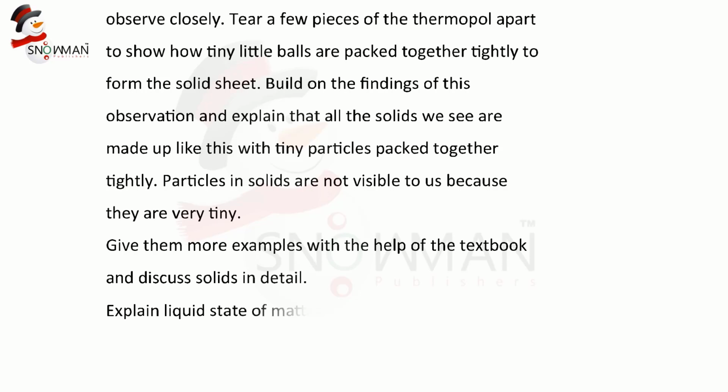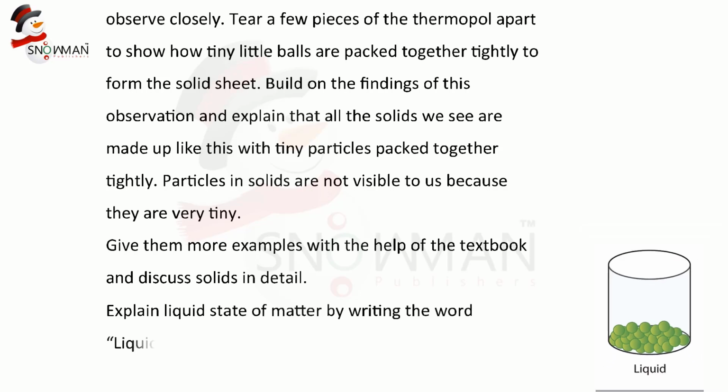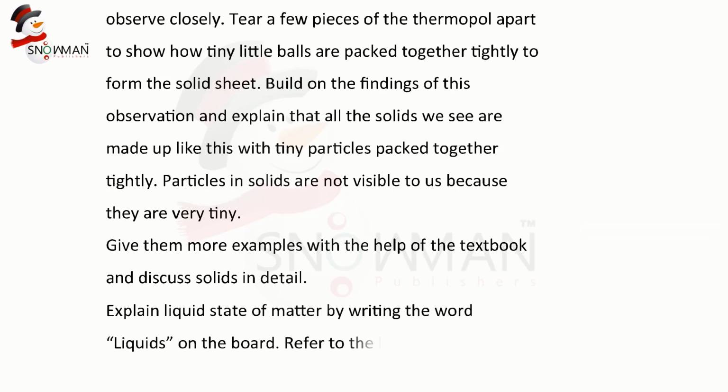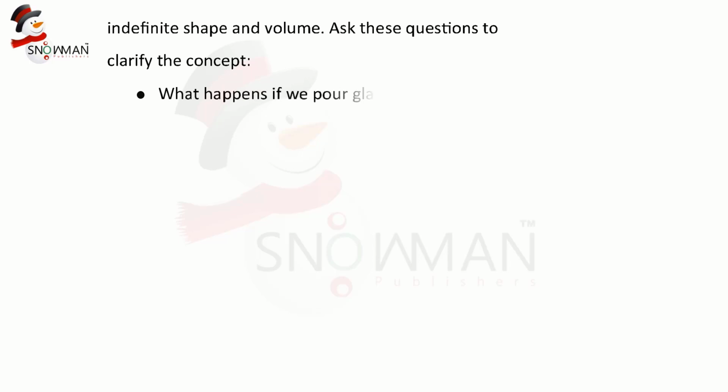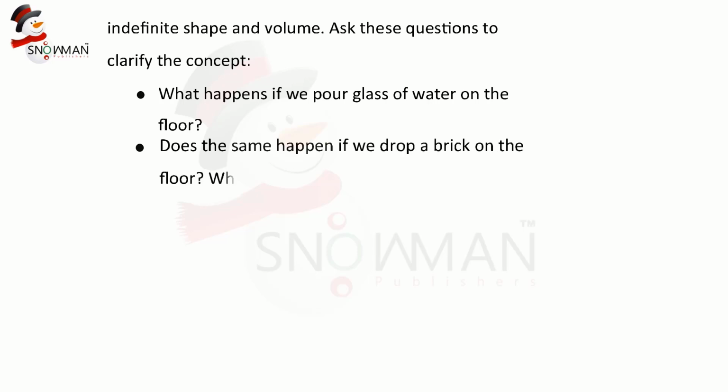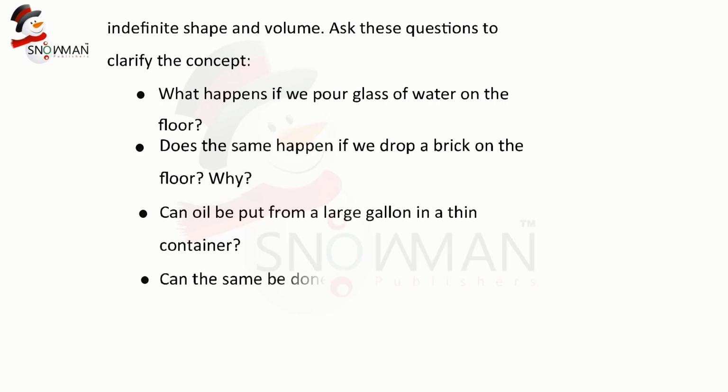Explain the liquid state of matter by writing the word liquids on the board. Refer to the liquid objects on the board and explain that they can be identified due to their indefinite shape and volume. Ask these questions to clarify the concept. What happens if we pour a glass of water on the floor? Does the same happen if we drop a brick on the floor? Why? Can oil be put from a large gallon in a thin container? Can the same be done for a brick?